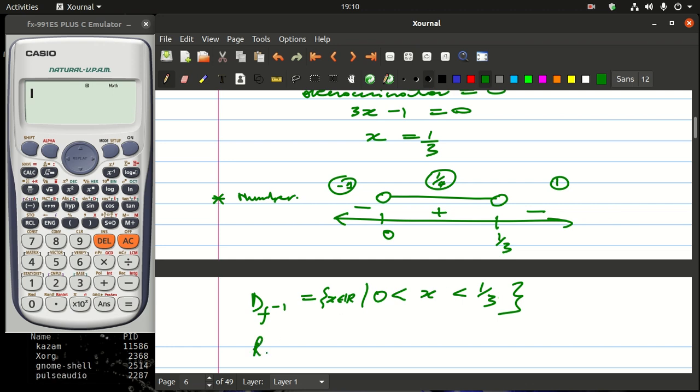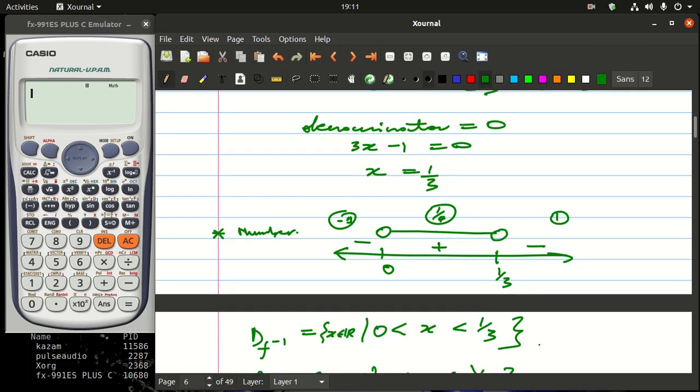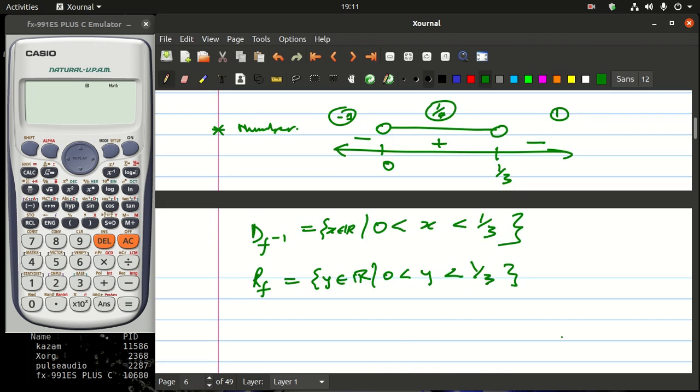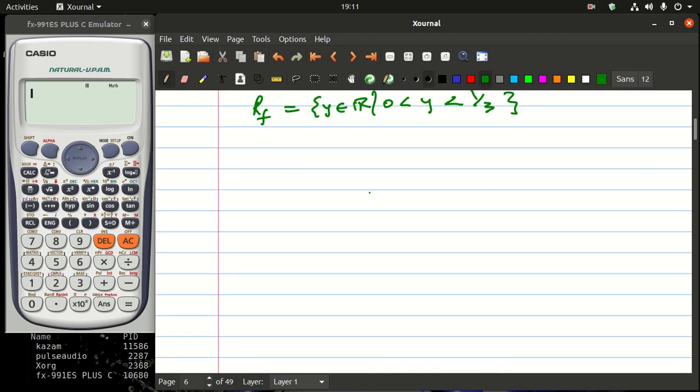So the range of the original function is supposed to be y is an element of real numbers such that 0 is less than y and y is less than 1/3. So that is the range of the function that was given there. Now let's go to the fifth function.